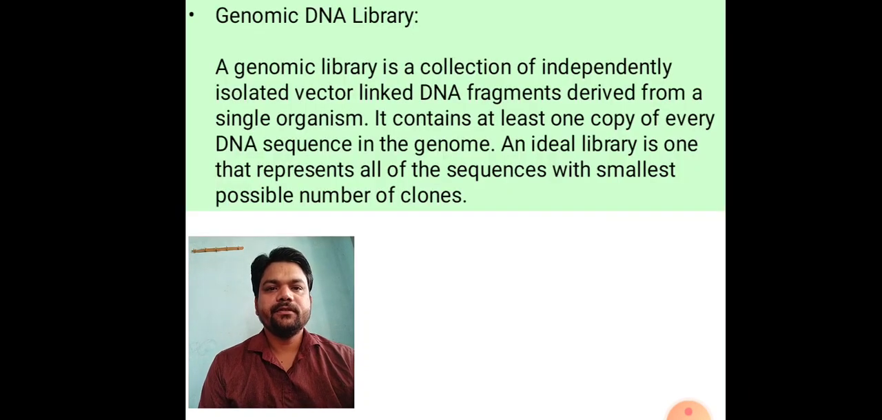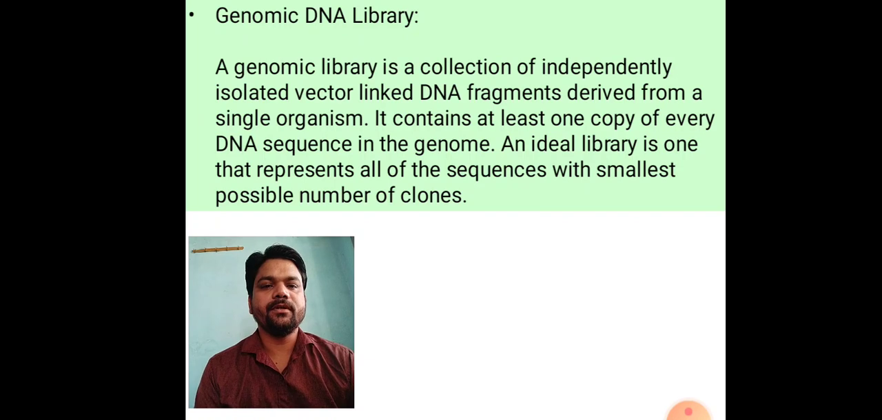Today's topic is Genomic DNA Library. A genomic library is a collection of independently isolated vector linked DNA fragments derived from a single organism. It contains at least one copy of every DNA sequence in the genome. An ideal library is one that represents all the sequences with the smallest possible number of clones.